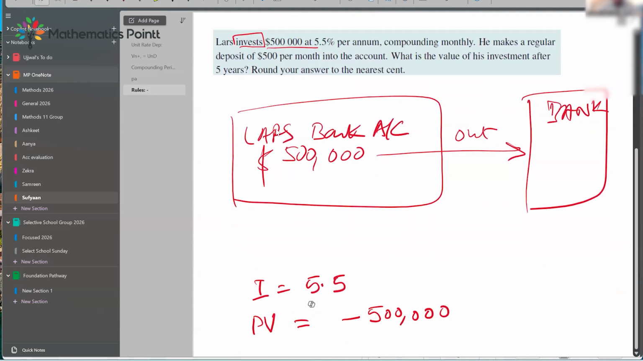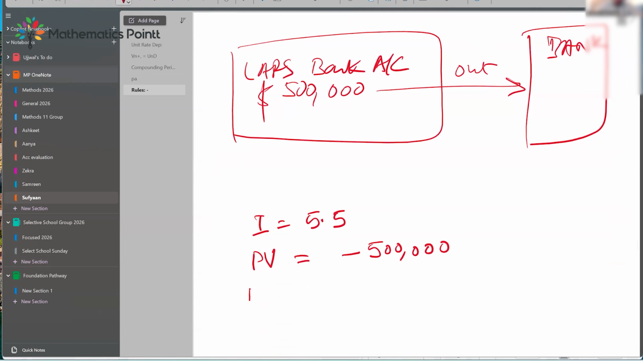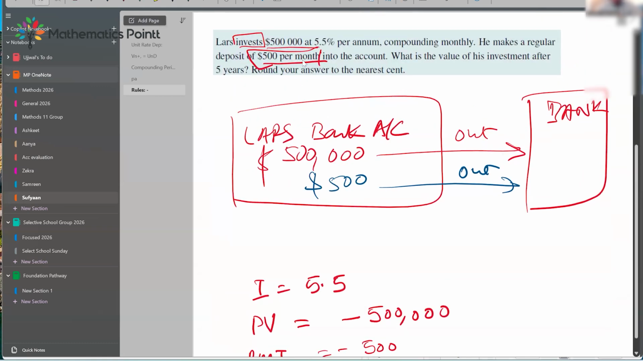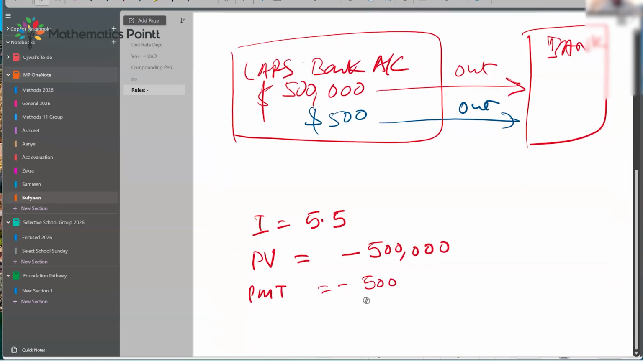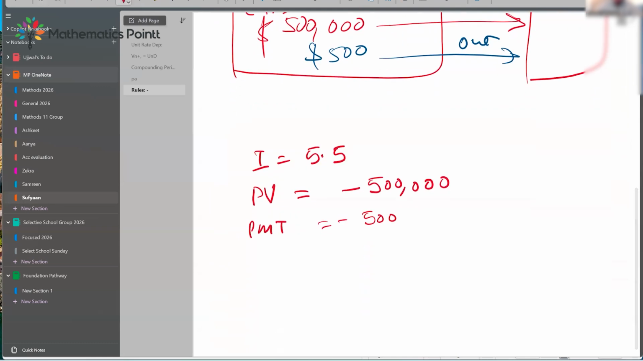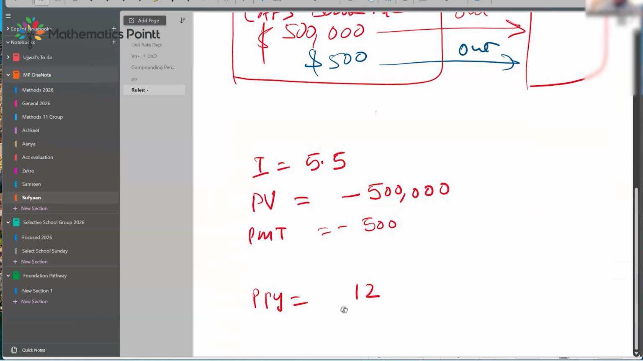He makes a regular deposit of $500 per month. So he's making an additional payment of $500. So PMT, he's also making a $500 investment, so that means $500 is also going out. So the PMT value will be negative 500. And he's making monthly payments, you see, it's per month, which means your PPY, how many payments he's making in a year, is 12.